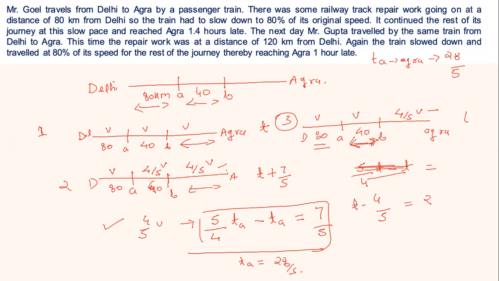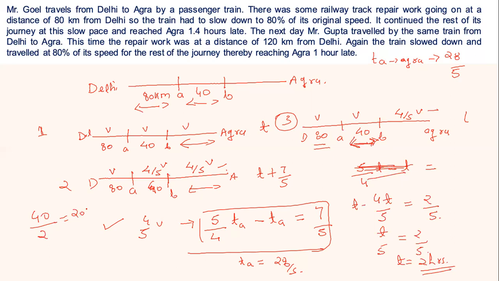So 24 minutes, I can write it as 2/5, right? So this gives me T/5 is equal to 2/5. That means T is equal to 2 hours. So this journey, the second day time is 2 hours. So I take 2 hours on the second day to travel a distance of 40 kilometers.